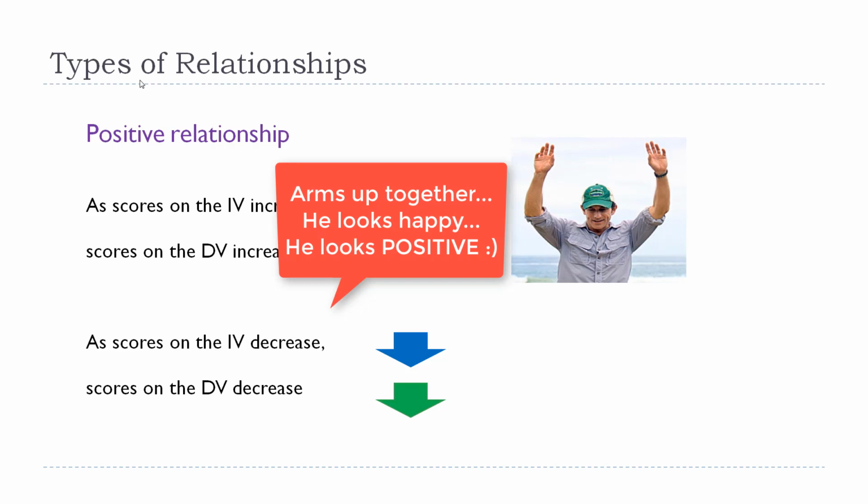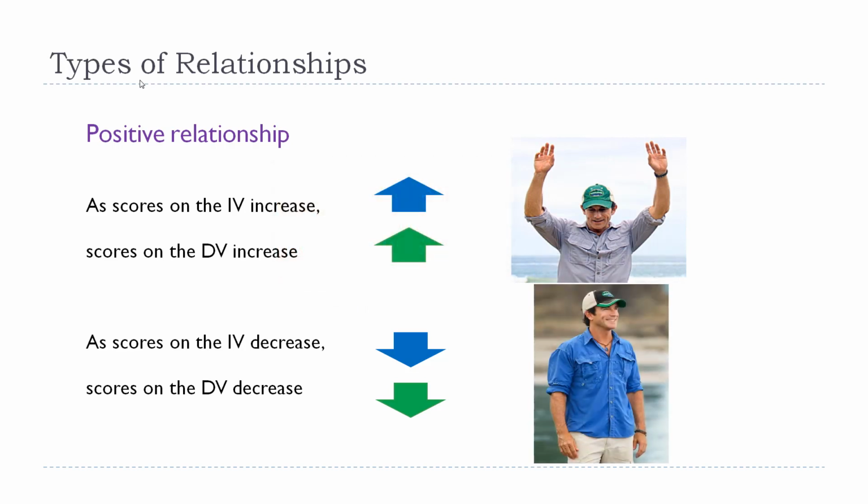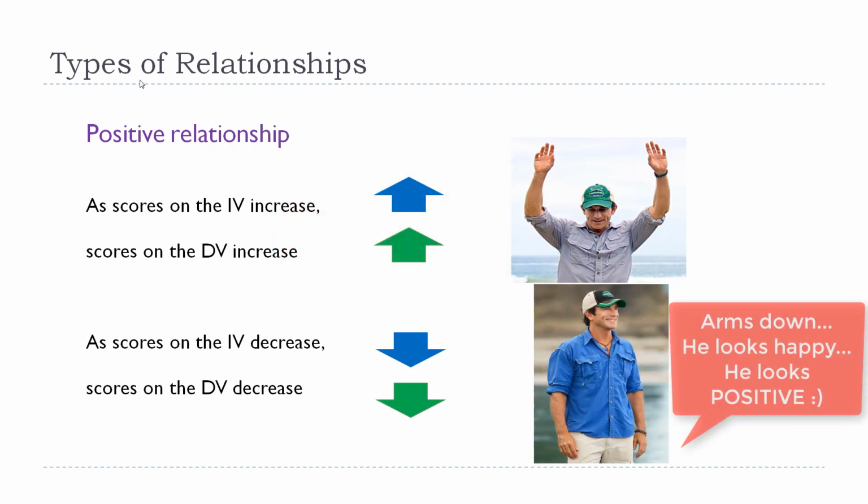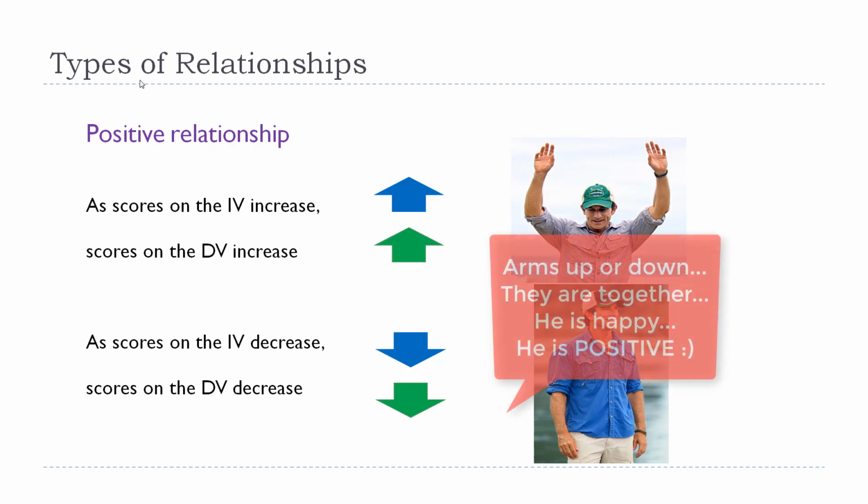They're both going in the same direction. Or alternatively, they're both going down. Both his hands are down. And I almost confused myself. Don't do that. That's also a positive relationship, right? Doesn't matter if the arms are up or the arms are down. Both arms in both cases are going in the same direction. So up or down, as long as both arms are the same, then that's a positive relationship.